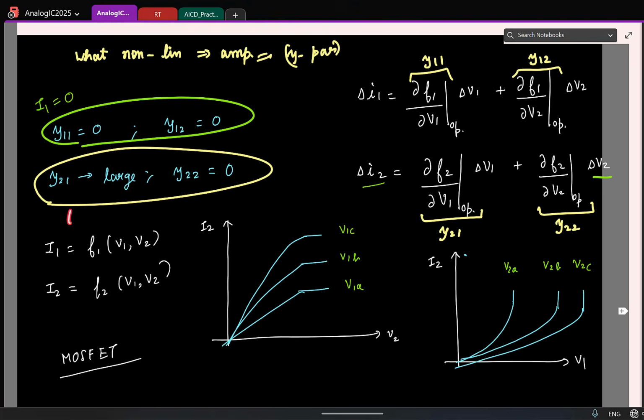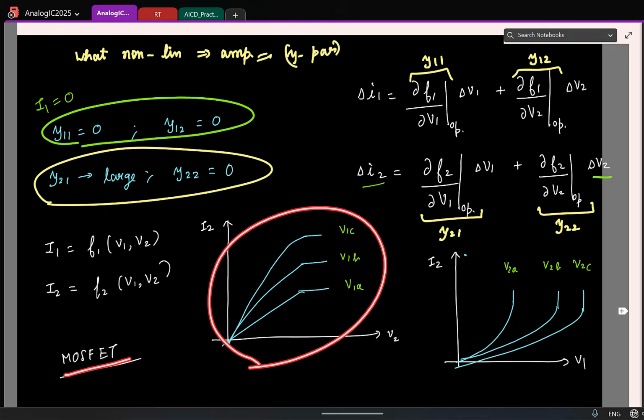Same is the case for Y21. Y21 is very large, so the slope is going to be large in a range of voltages, and the actual characteristic should do this. And as you recognized, the MOSFET is one device which has this kind of an IV characteristic. So we'll start looking at the MOSFET now.